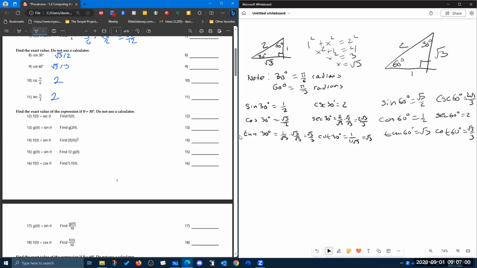Now, if we have our function as secant and our angle is 30 degrees, secant of 30 degrees is going to be 2 root 3 over 3. Now our function is sine. Ooh, we want sine of 2 theta. We haven't done this one yet, but if I take 2 times 30 degrees, that's 60 degrees. So let's find the sine of 60 degrees. That's going to be root 3 over 2.